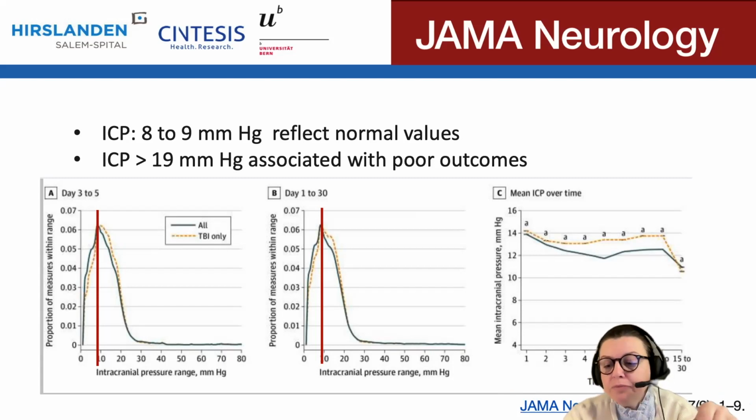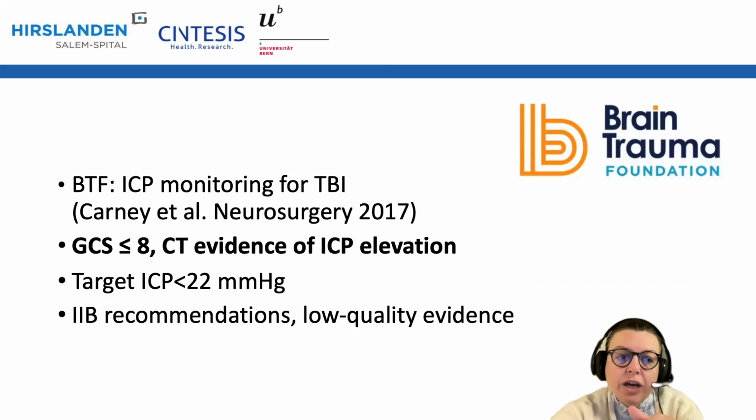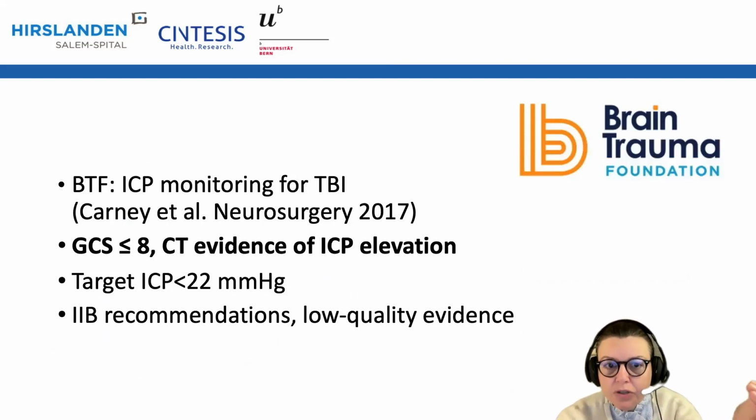Regarding the Brain Trauma Foundation guidelines, all of this new evidence seems to validate them for ICP monitoring in TBI. They still include to this day a clear indication for ICP monitoring in patients with a Glasgow Coma Scale of 8 or less and CT evidence of raised ICP, with a target of an ICP below 20 to 22 millimeters of mercury. These are grade 2B recommendations, so there is low quality of evidence, but the evidence seems to be accumulating.